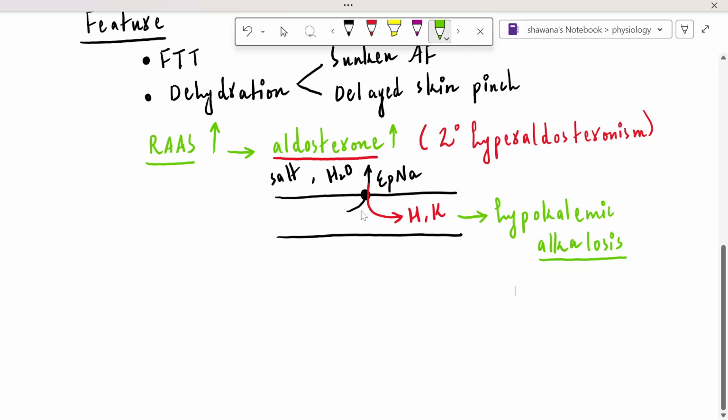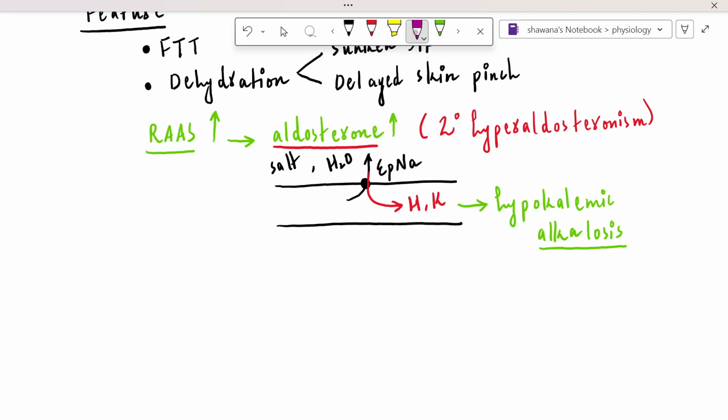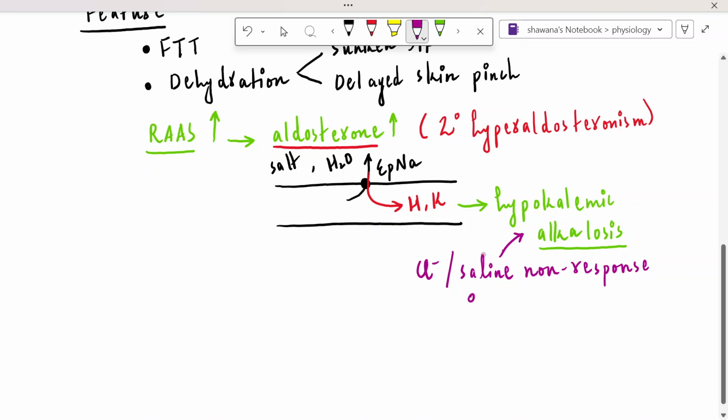And one more thing, this metabolic alkalosis that is induced due to Bartter syndrome is chloride slash saline non-responsive. It means that if we try to infuse saline into such patients, there will be no response because the primary problem is not hypovolemia. In case of hypovolemia or volume depletion or hypotension, we can just infuse chloride slash saline, that is 0.9% usually, and the patient will respond, right?